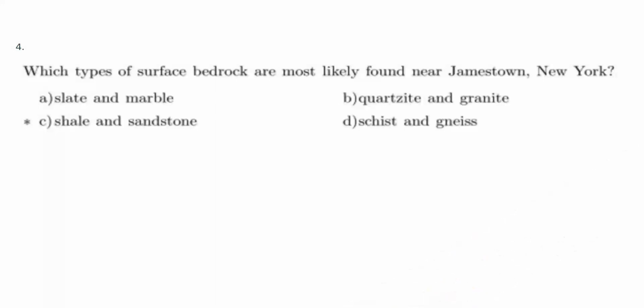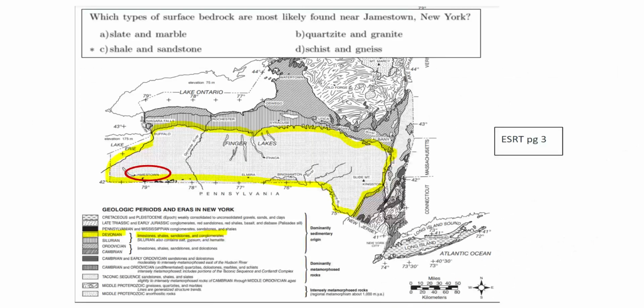The correct answer is C, shale and sandstone. So bedrock, once again, the question has bedrock. So we're going to go to page 3 of our reference table. And page 3, Jamestown right here, has bedrock from the Devonian time period. And the Devonian time period has these rocks: limestone, shale, sandstone, and conglomerate. So that's why C is the correct answer: shale and sandstone.